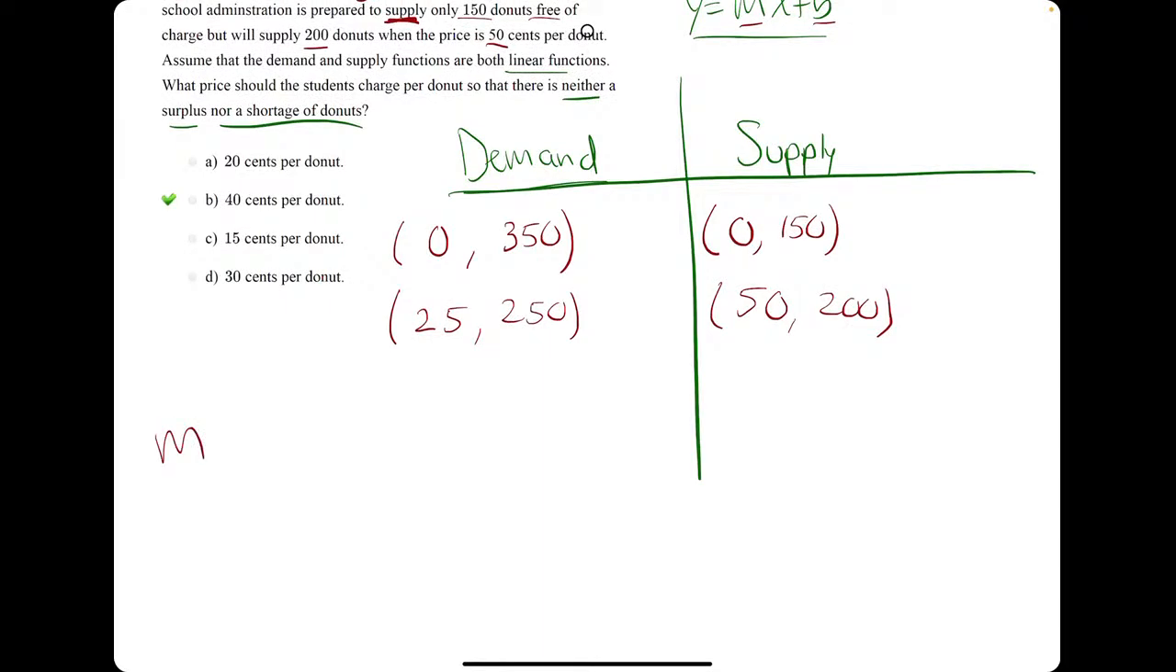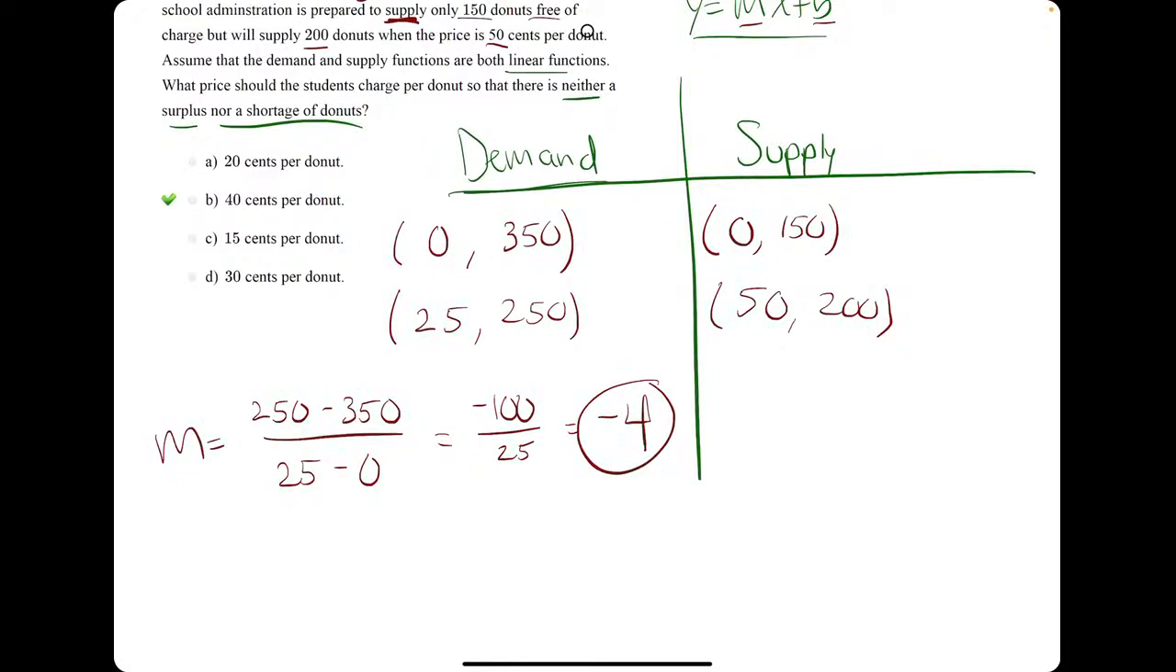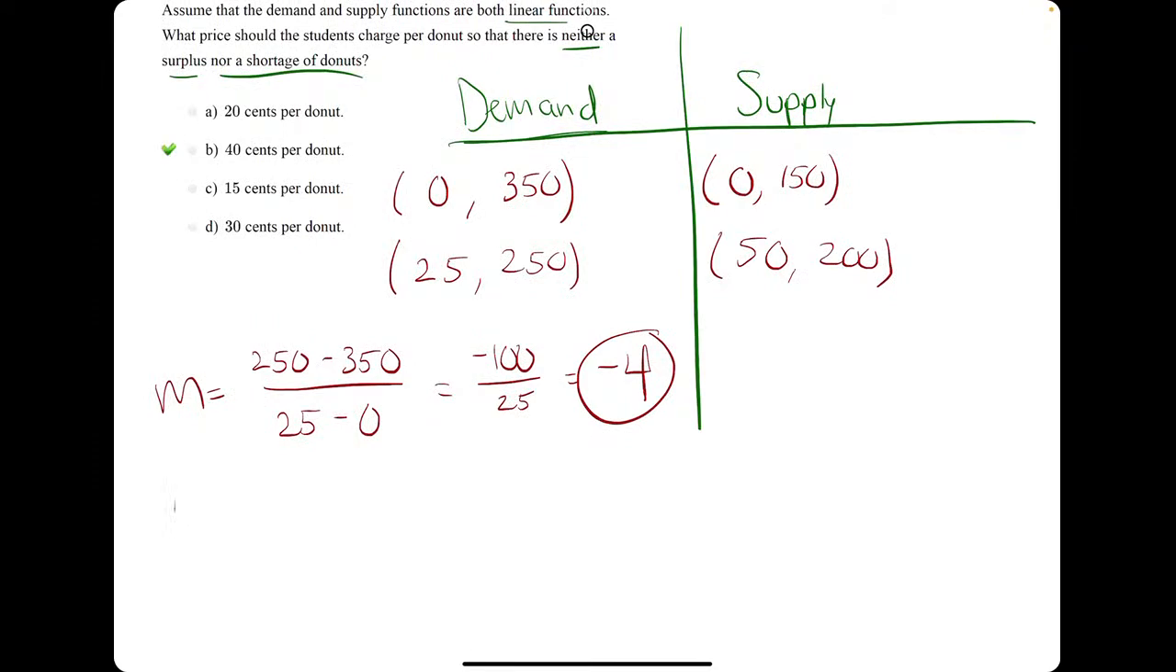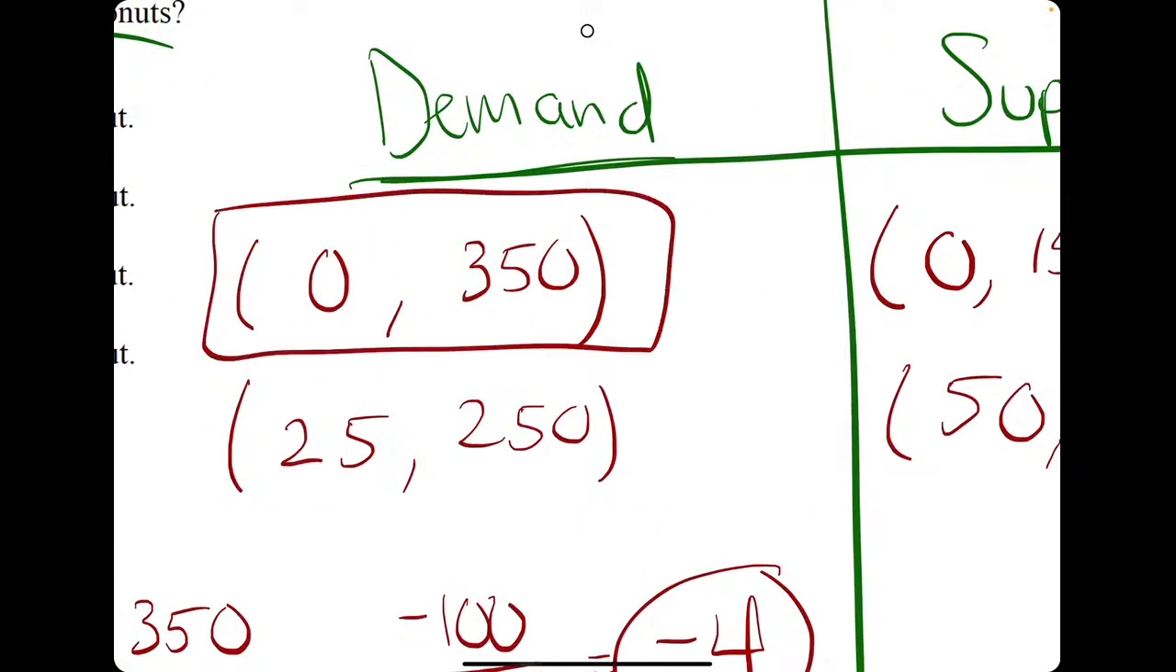The slope between 2 points is y2 minus y1. So I'll do 250 minus 350 over x2 minus x1, which is 25 minus 0. On top, we get negative 100. On bottom, we get 25. Divide those. Think about dollars and quarters. Negative 100 divided by 25 is negative 4. And then the shortcut for finding B, our y-intercept, will come from the ordered pair that has x equals 0.